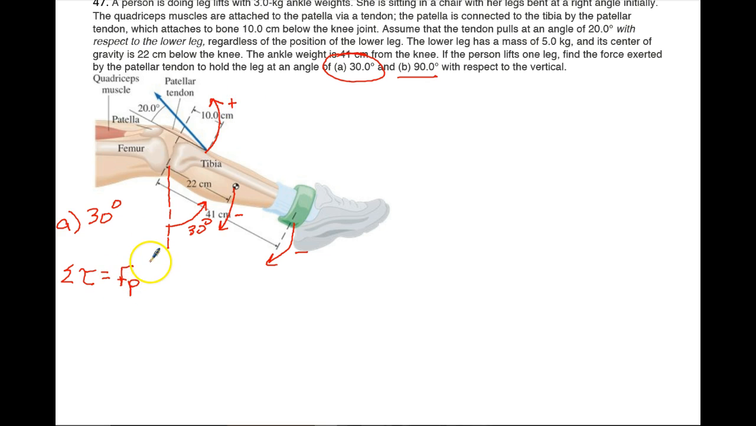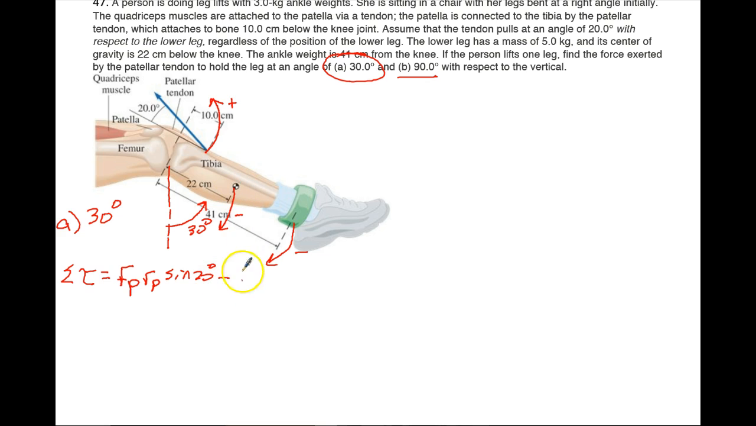We know the distance, our radius here, is going to be RP, and then notice that we also have an angle that the patellar tendon is working on the tibia at. And that is 20 degrees right there. So what we need to do is say that's times the sine of 20 degrees.